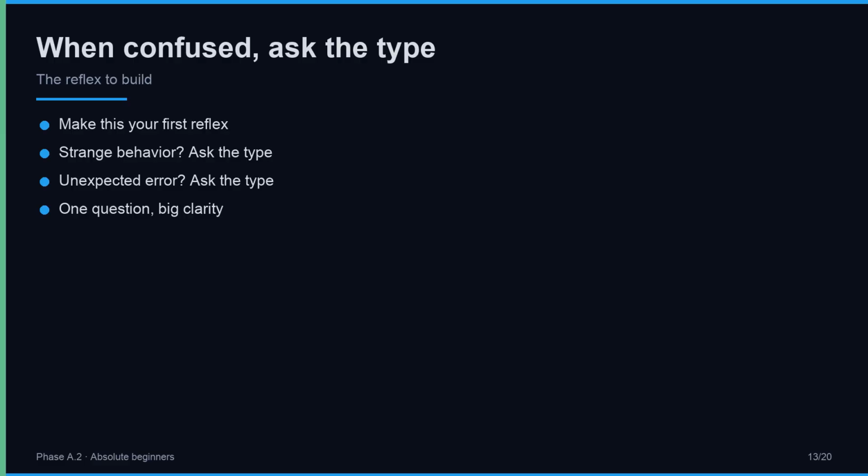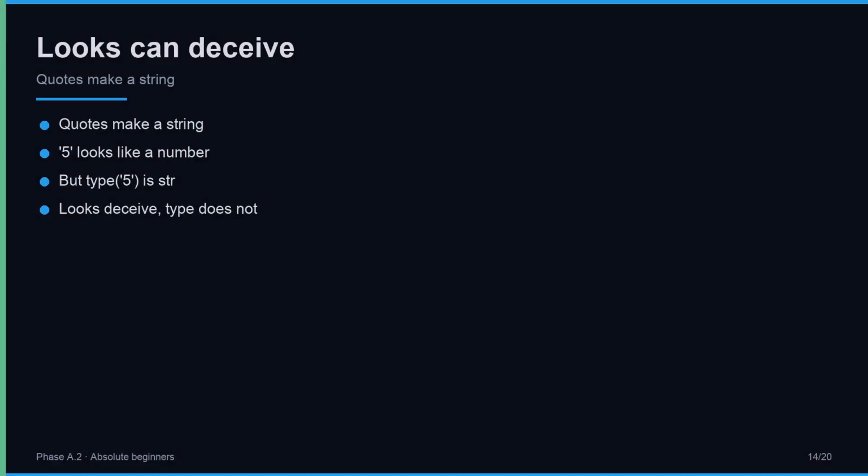Here is a classic beginner trap, and type is exactly the tool that exposes it. The value 5 written inside quotes, with quote marks around the digit, looks like a number. But it is not. The quotes make it a string. If you ask type of that quoted 5, Python will tell you, str, not int. This trips up almost every beginner at least once. The lesson is simple. Looks deceive, but type never does. When in doubt, ask, and trust the answer.